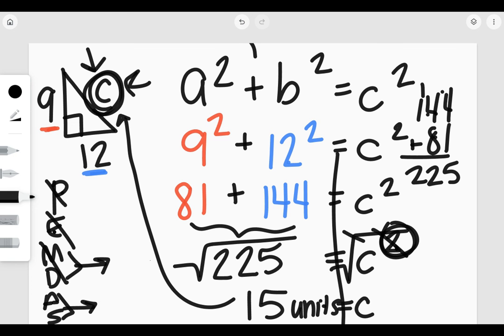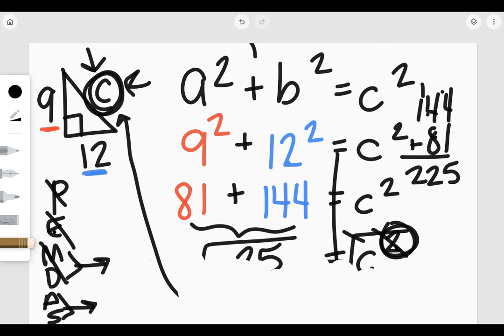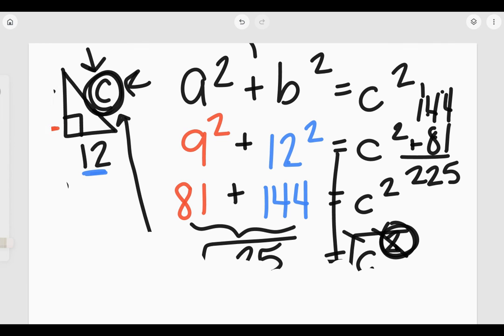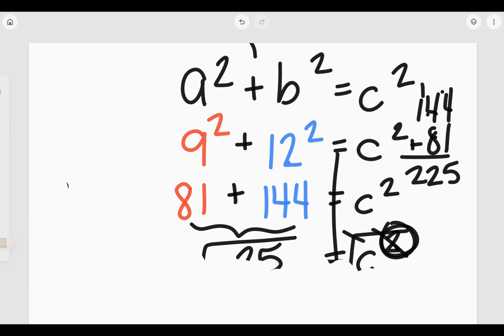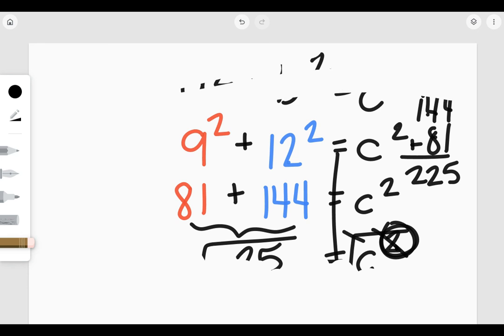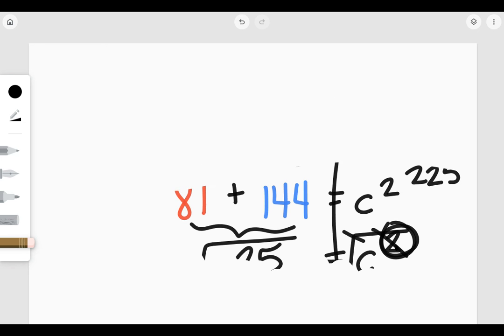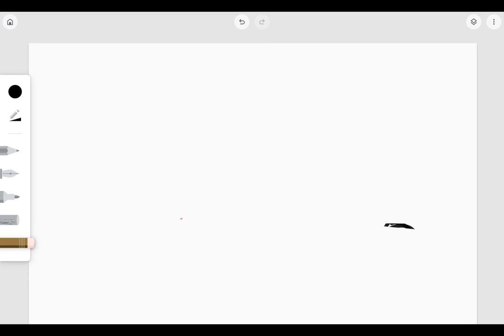15 units. Okay. Let's erase all of this, see if we can't get things back to normal. So remember, when you are going through this, hopefully most of the problems that you receive will be things that involve perfect squares so that you don't have to rack your brain too much.